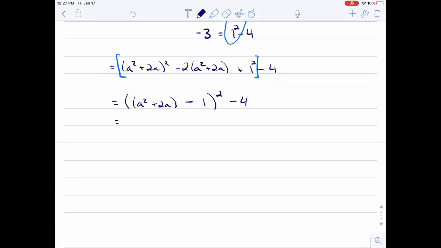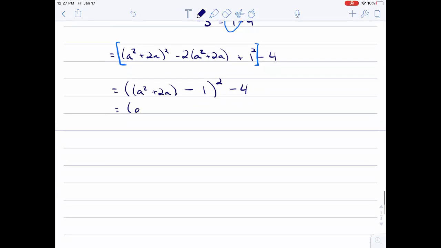Okay, a little bit more normal. How about we leave it for now? So a squared plus 2a minus 1 squared minus 4. Right. In the interest of moving on, right? But what we could do is we could say, oh, well, I could manipulate this minus 1 and force it to look like another perfect square inside a perfect square, right? But let's just leave it here.